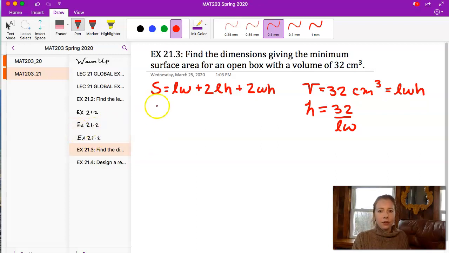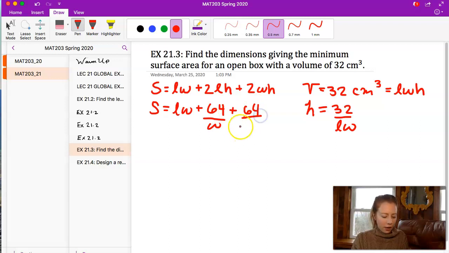Okay, so if we plug in 32 over LW, we have S is equal to length times width plus 64, so 2 times 32 is 64, and L times H, so H was our 32 over LW, the L over L cancels. And so we have 64 over W plus 64 over L.